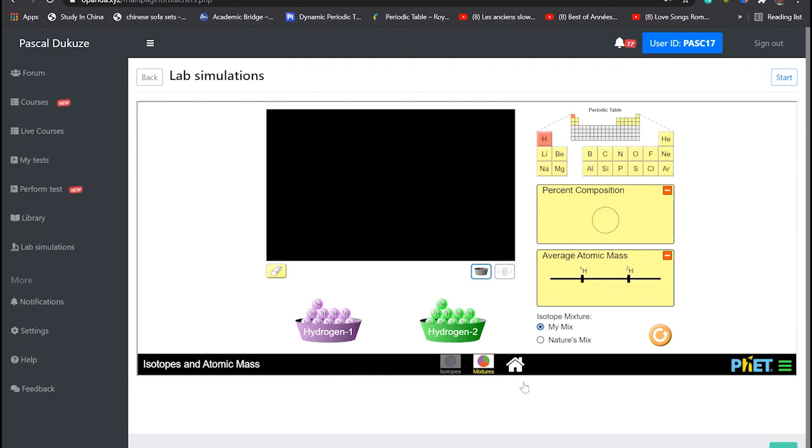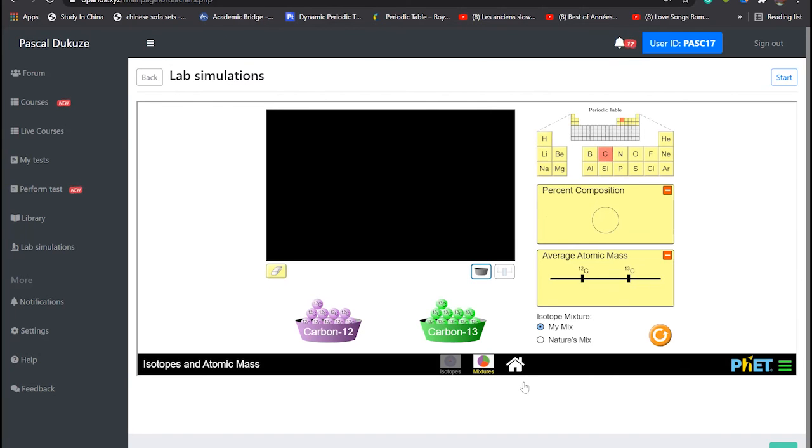Remember, every time you don't understand something, you can pause the video or replay to get the concept well. Here we have a hydrogen isotope, H1. We have H2. Now you can see the percentage composition is 50 and 50. You can also delete everything, the same as resetting.